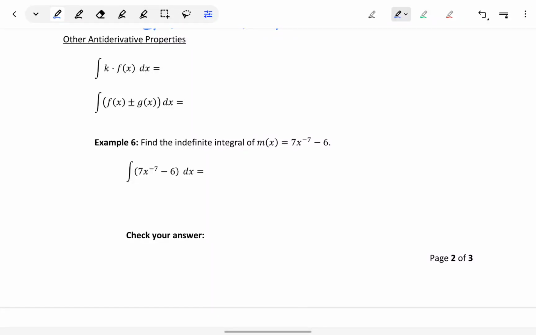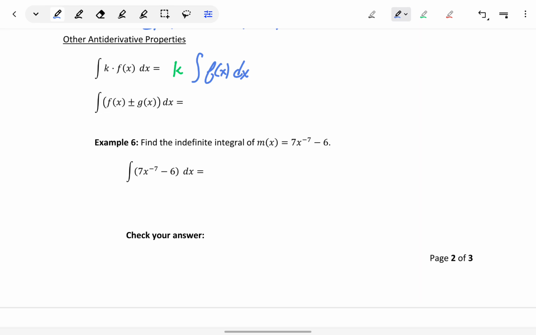In addition to integrating those basic functions, having those properties in mind, we have a couple of other antiderivative properties that we can mix in. The first is if we have the indefinite integral, or the antiderivative of some constant k times a function f of x, we can set that constant k, or that coefficient of k, aside and just integrate the function f of x dx. So if we have a constant multiple, we can set that aside.